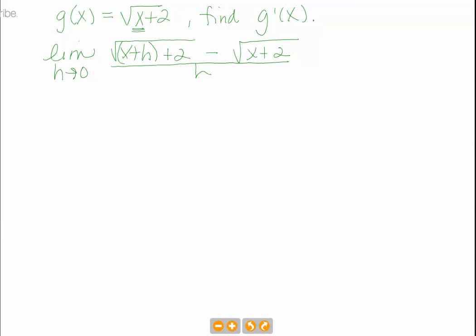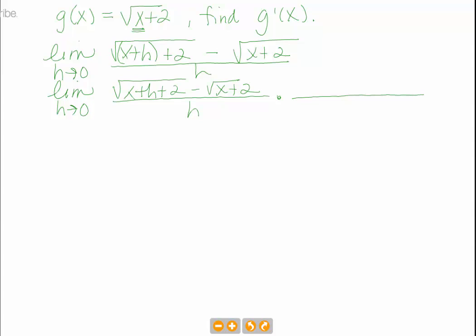Again, in each step, I'm going to try to plug in h equals 0 because it really is a limit. Here, that's not going to work. Now, interestingly enough, this looks like a place where I could potentially multiply by the conjugate. It's a nice algebra example that we've used quite a bit. So I'm going to multiply by the conjugate here, the square root of x plus h plus 2 plus the square root of x plus 2. And again, 1 is a very powerful number. I'm really just multiplying by 1, so I'm not changing the problem.